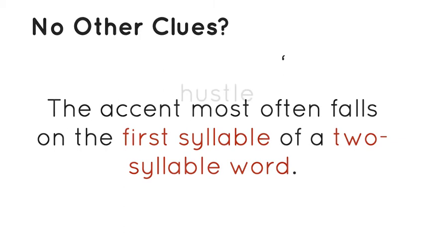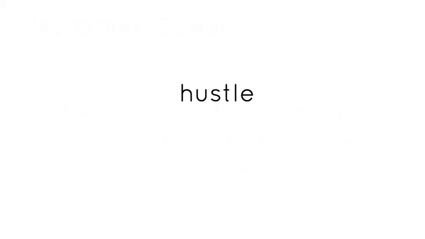So let's do an example with the word hustle. If we're thinking about the word hustle, then we're breaking it into two syllables, hus and sul. Now, there's not really any other clues that are happening here, so we're just going to assume that the accent is on that first syllable. And for this particular word, it makes sense because that LE usually is correlated with that schwa L sound, and that's where that begins to make sense for us.